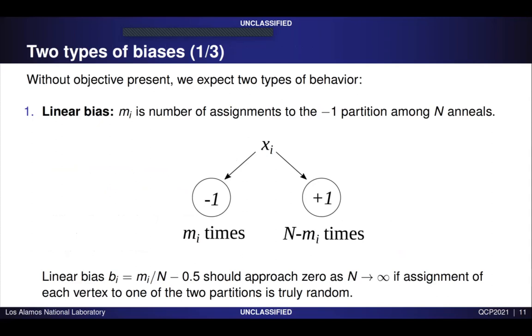When we solve the constraint by itself, we expect to see two different types of biases. The first is linear bias. If there is no objective present, we would expect the assignment of variables to be 1 half the time and -1 the other half of the time. Thus, we define the linear bias measure for a variable as the proportion of anneals which assign the variable state to be -1 out of n anneals minus 0.5. We would expect this measure to approach 0 as the number of anneals goes to infinity if we had a truly random sampler.